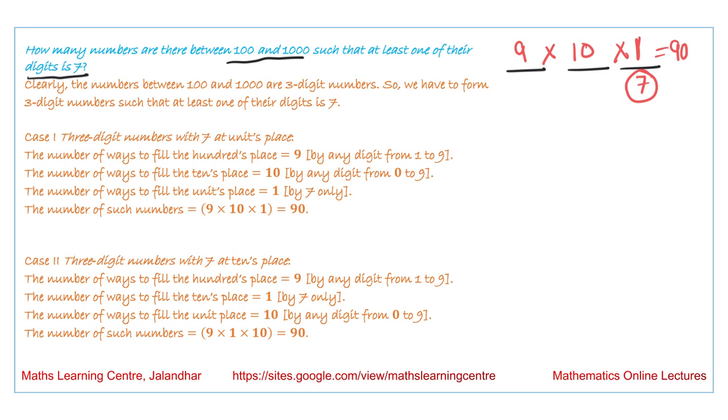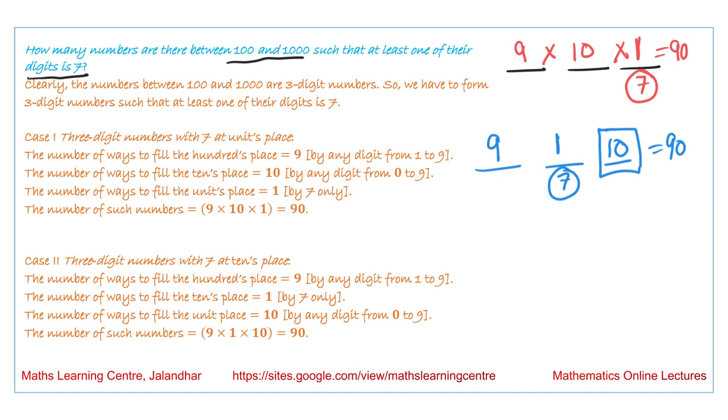Next we are saying, again a 3 digit number is there. Suppose the 7 is at the tens place. So at this place, the number of options we have is 10. At this place the number of options is 1, and at this place the number of options is 9. So the total number of options we have is 90.